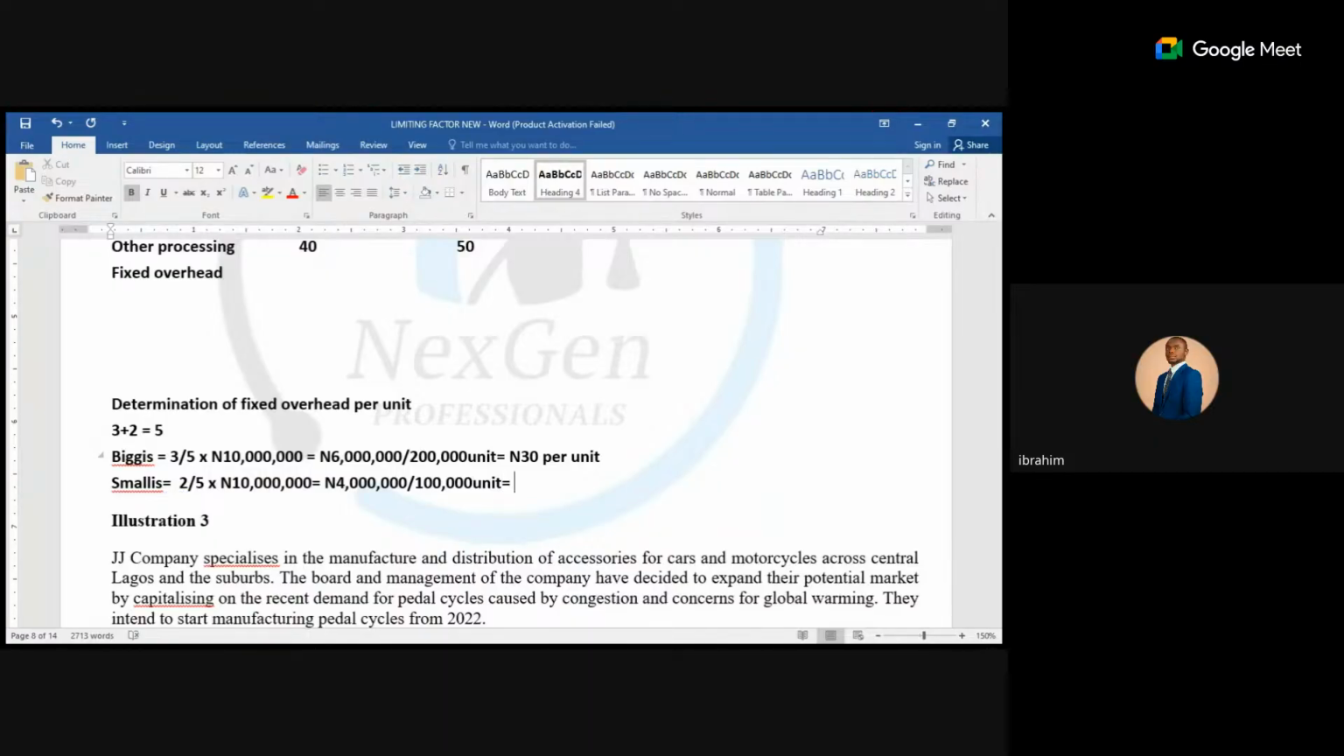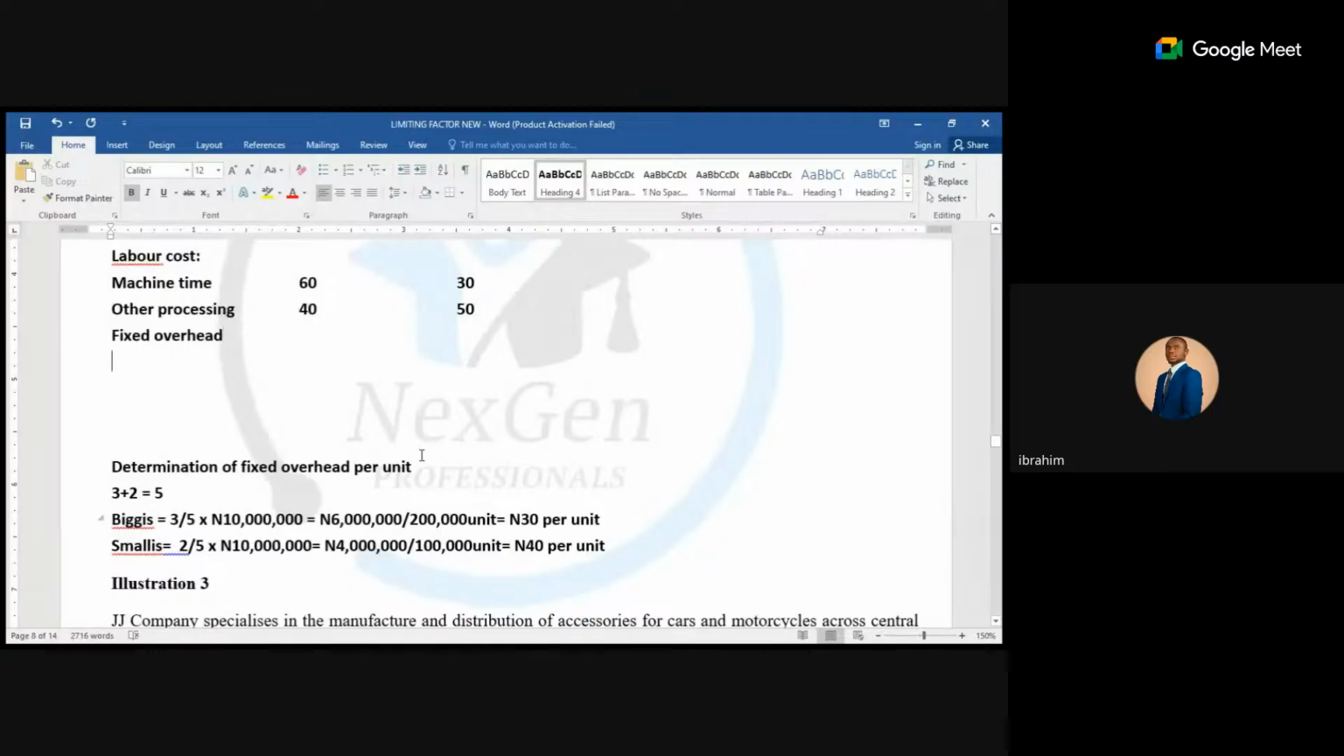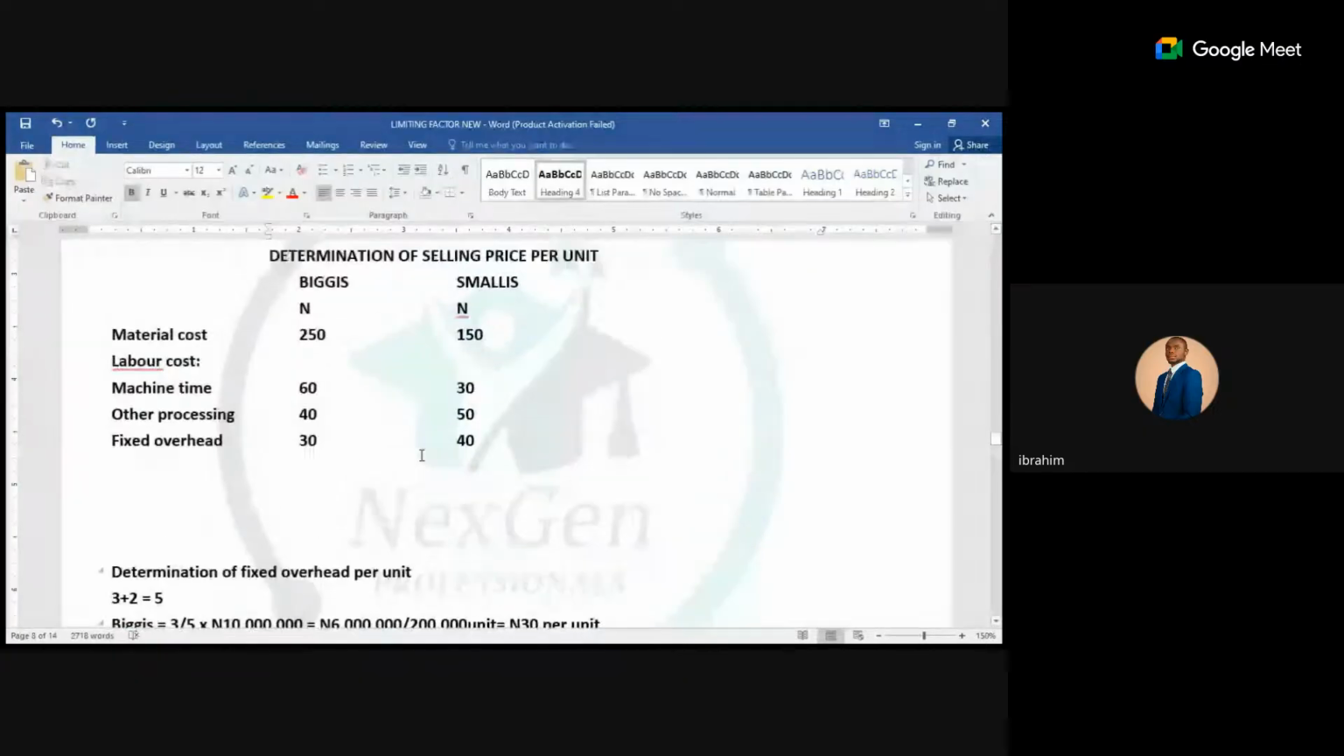What of this? What do you have here? 14 naira per unit. 40 naira per unit. So you now come here and say fixed overhead. You have the 30 and the 40 per unit. They are all in unit, because I've said determination of selling price per unit. All these costs are all in units.